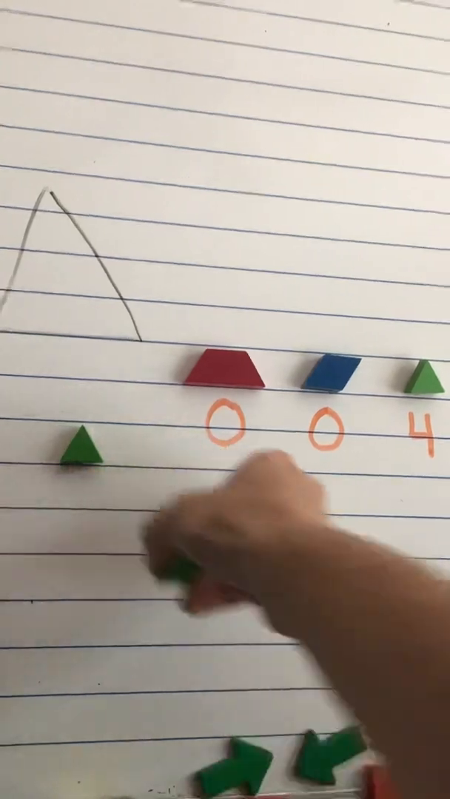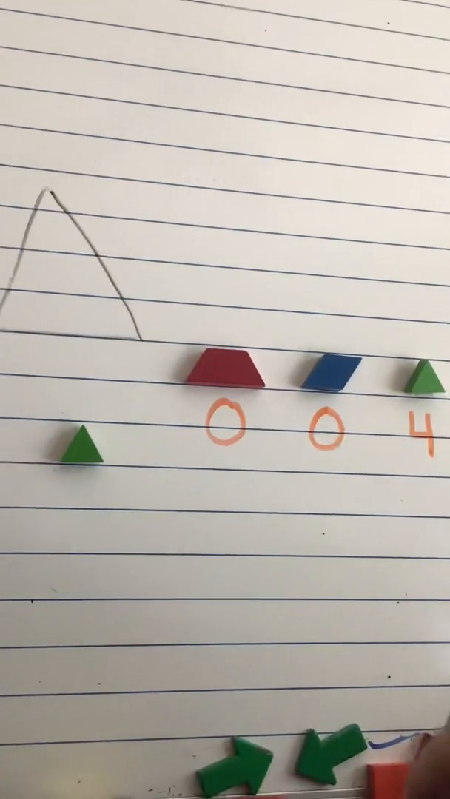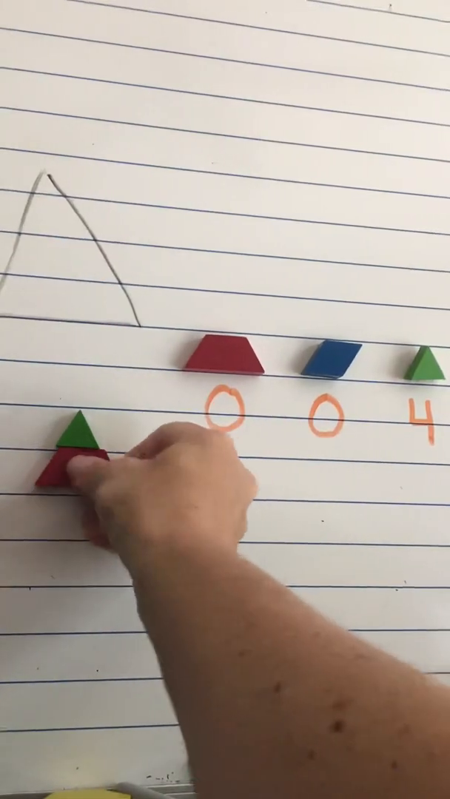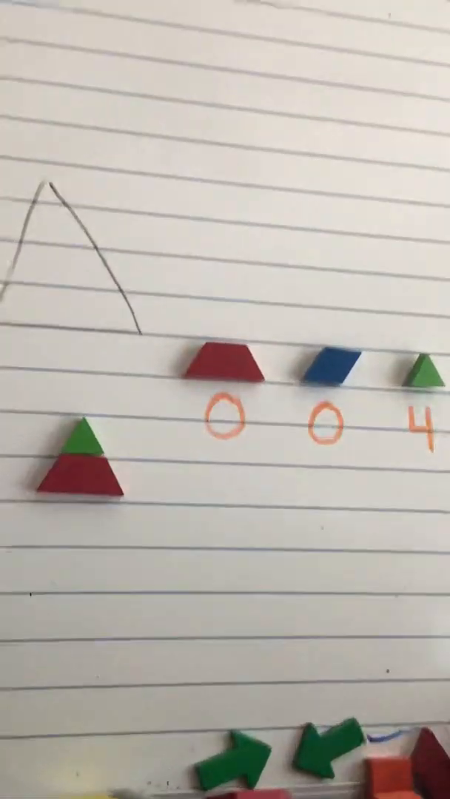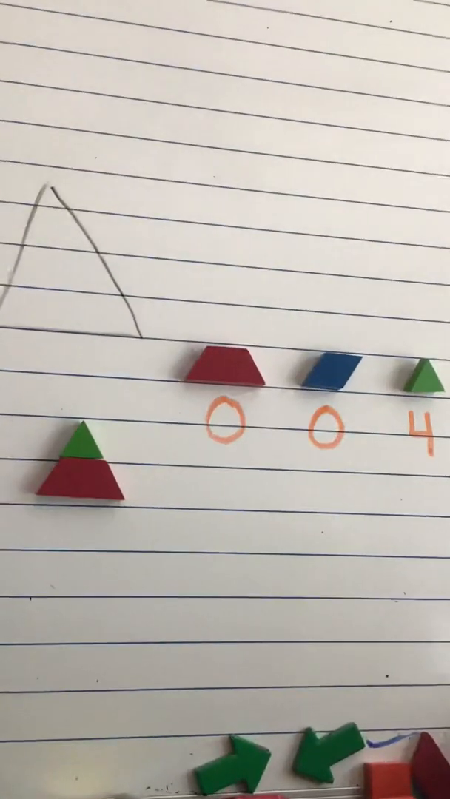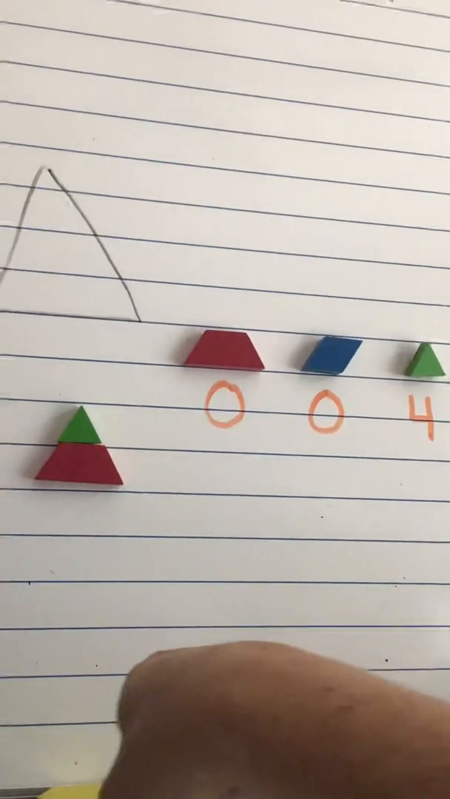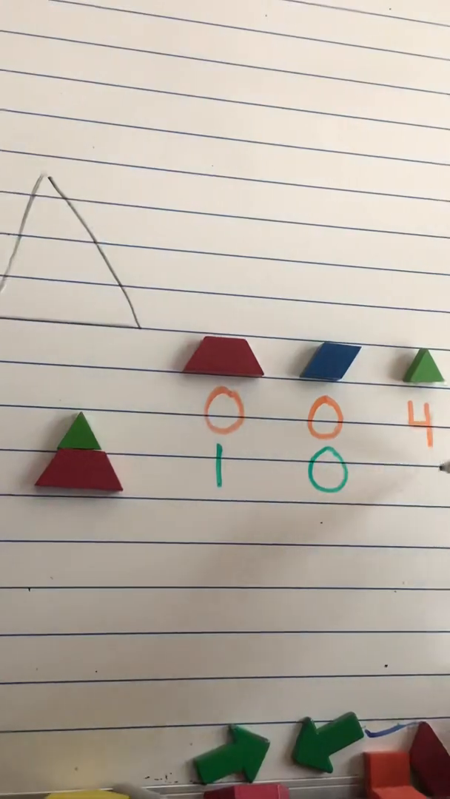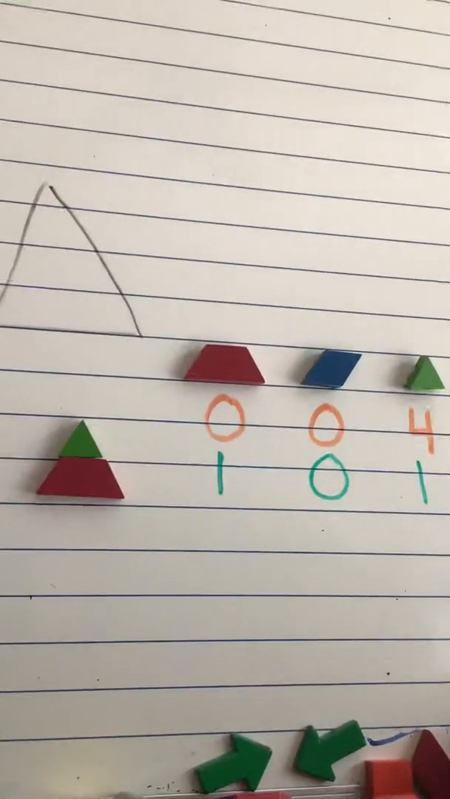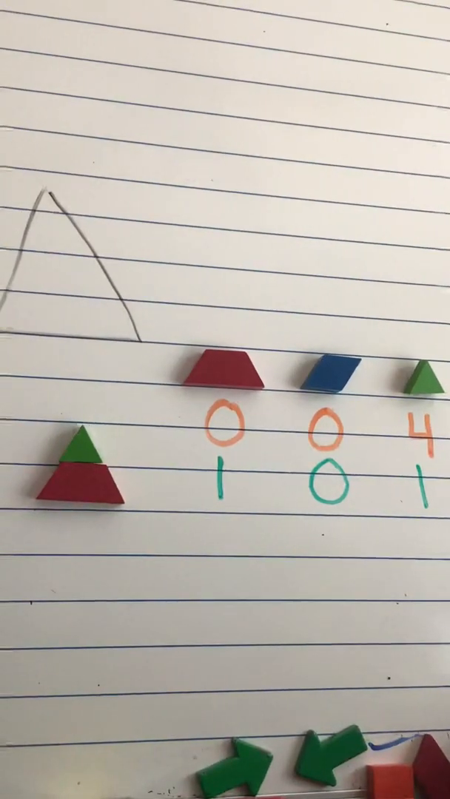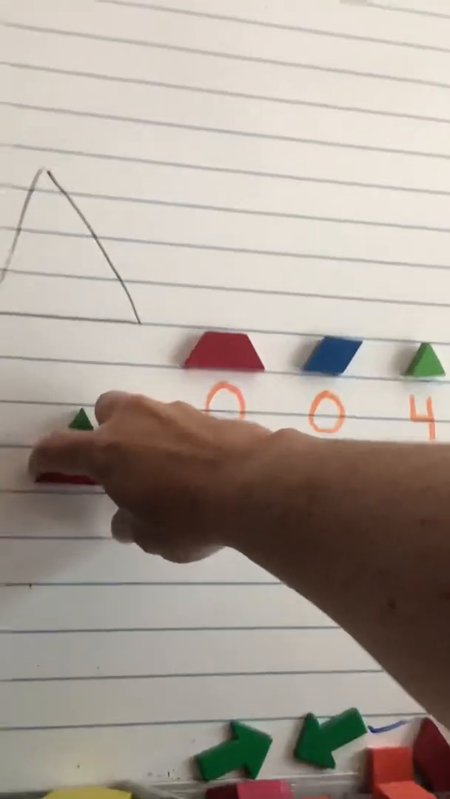All right. This time we are going to use one trapezoid and one triangle. And we have made a bigger triangle. So we can fill it in. We used one trapezoid, 0 rhombus, and one triangle. And let's try one more way.